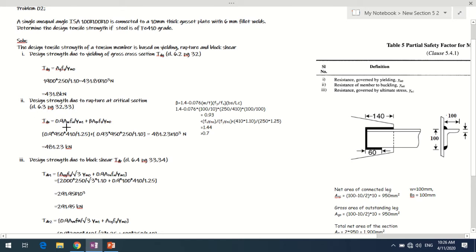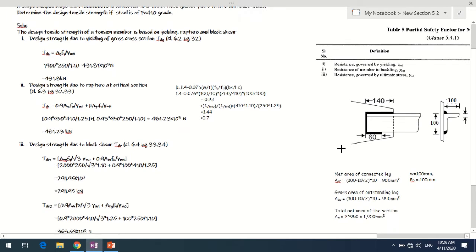First we'll go for calculating the net area of the connected leg and the gross area of the outstanding leg. Here the net area of the connected leg is 100, the width of the leg, minus half the thickness. Half thickness will be considered in the connected leg and half thickness in the outstanding leg. That's why I have deducted half the thickness. This will be the width into the thickness of the angle section, which is 10 mm. So it comes out as 950 mm square. Similarly, the gross area of the outstanding leg will be 100 minus 10 by 2, into 10. Again, it comes out as 950 mm square.